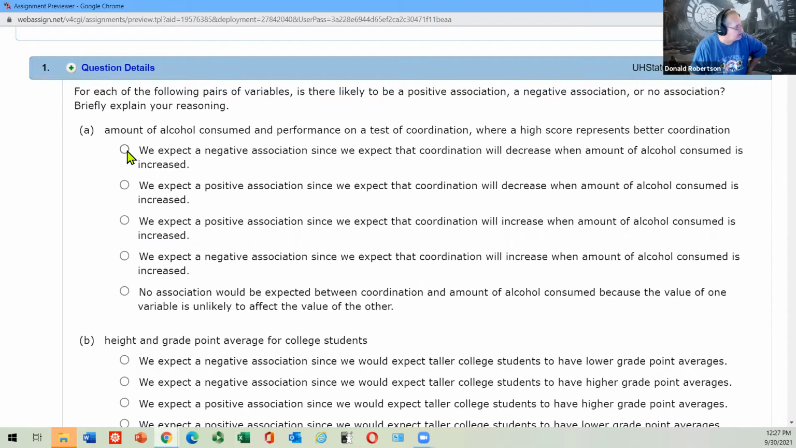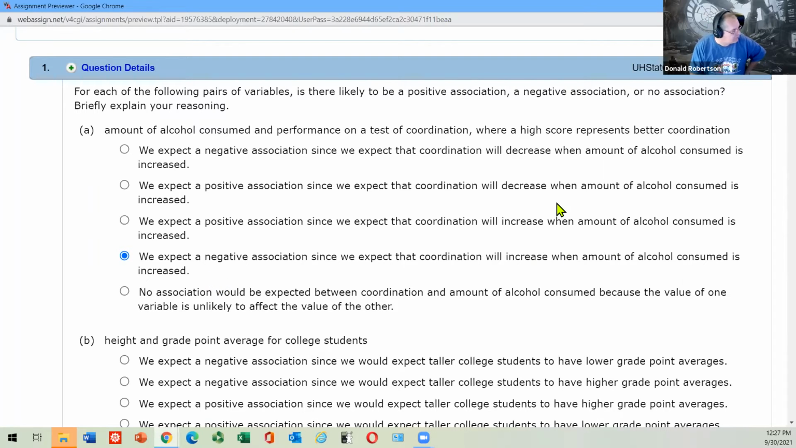But if you look really carefully, there's 2 guys that mention negative. We've got to pick the one that gives the correct reason for negative. So the top one says, we expect it to be negative since we expect the coordinates will decrease when the amount of alcohol consumed is increased. And that's exactly the right one. So let's look at why the other ones would be wrong then. They said it's negative, and then they said the reason for that is that when the first guy gets bigger, the second one gets bigger. And that's not the case, right?